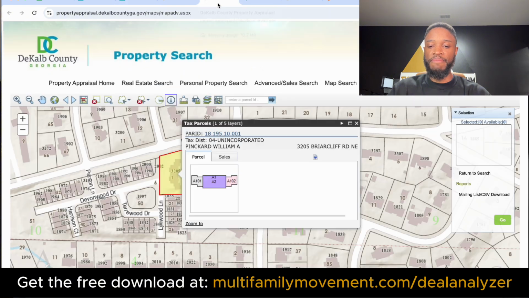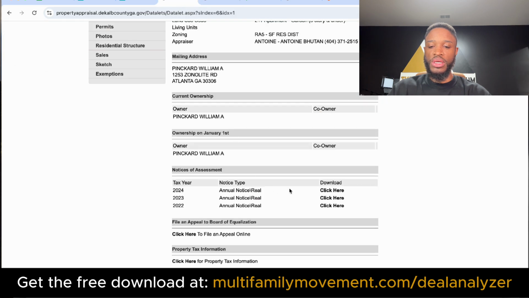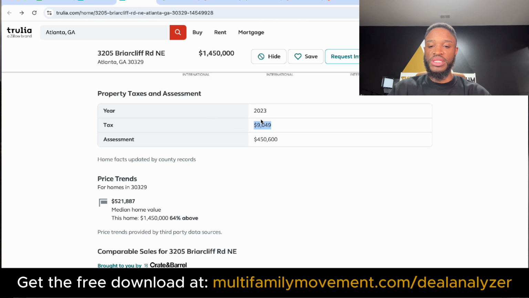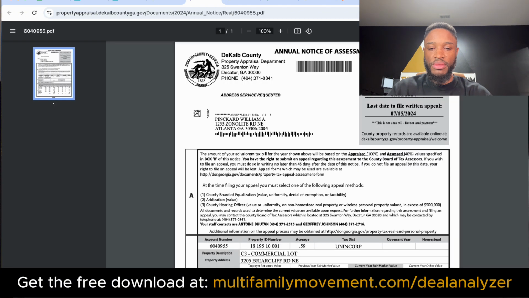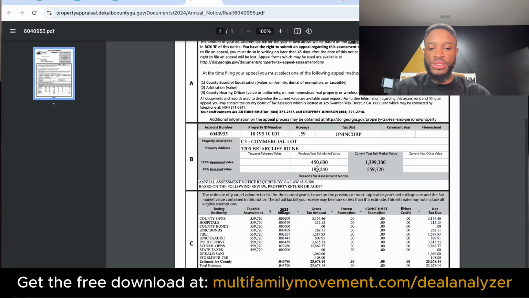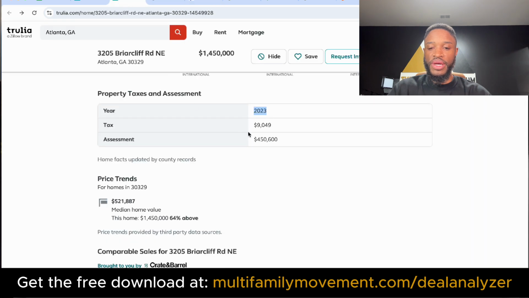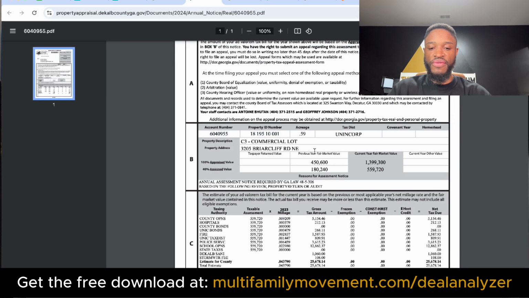So what we want to look at, right? What we want to look at is the 2004 taxes, right? Because if we go back to Truly and Zillow, it says these are 2003 taxes, right? We want the most recent. So we click here, this comes up, right? And what you'll see is, oh, you see this 450? That was right here, 450, 600, okay? 450, 600. You see that? That number pulled. But look at this, the current year fair market value, 1.4 million.